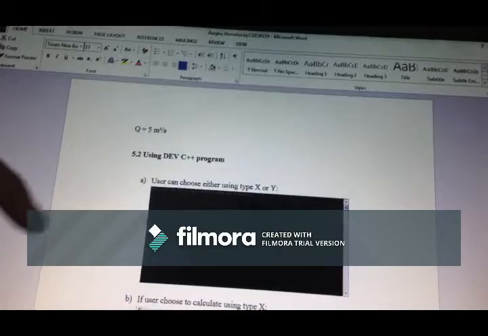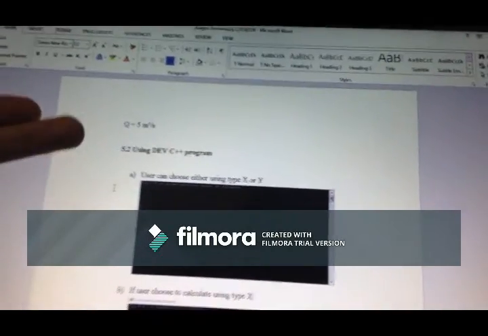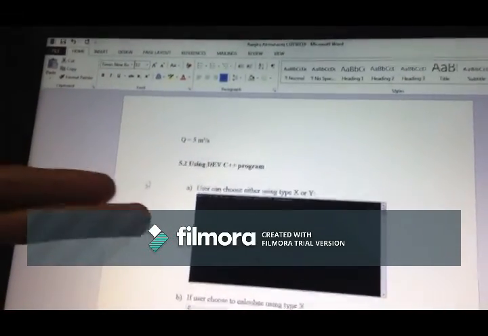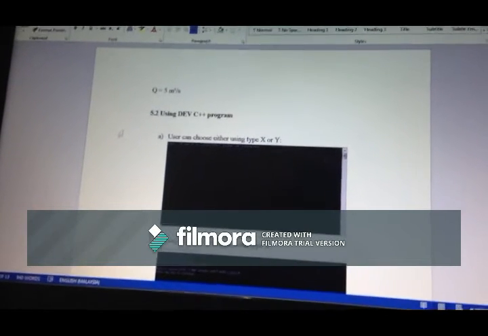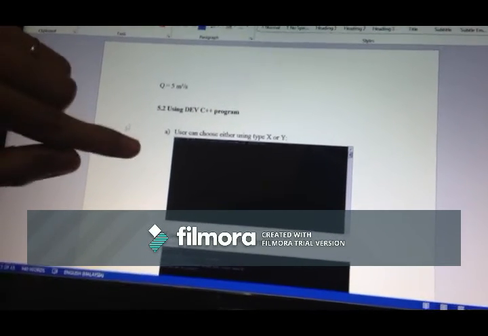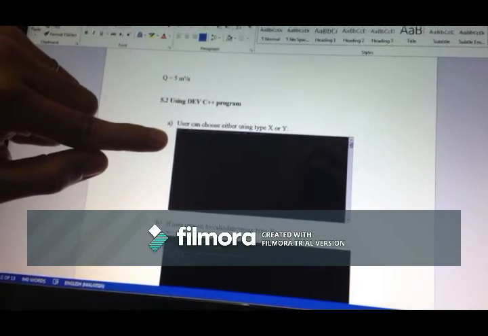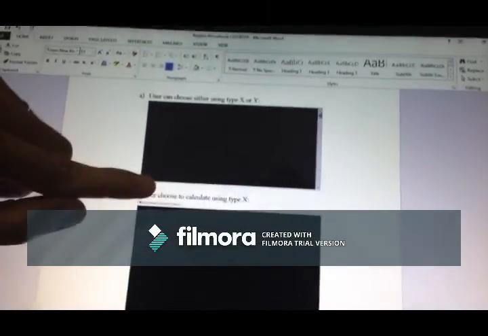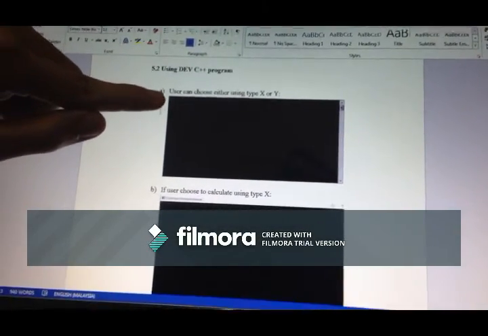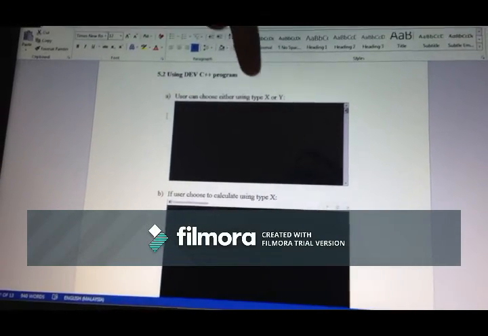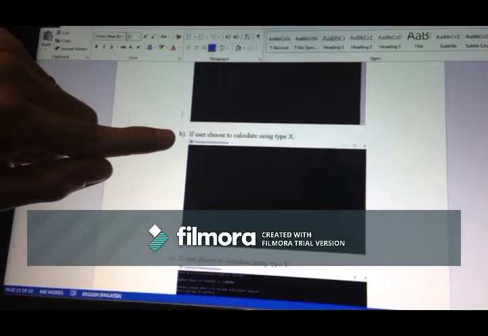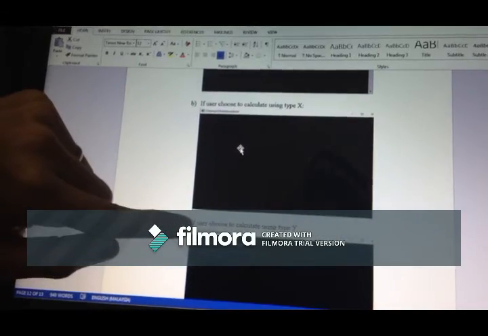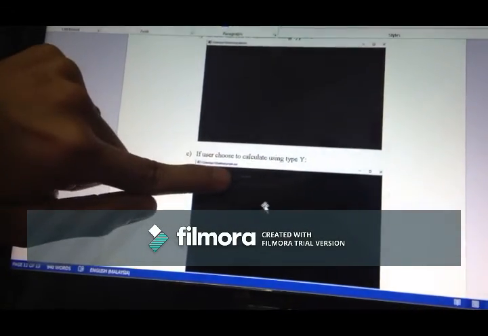Okay, the second one, I used software Dev C++ to get the coding. Okay, the coding I get before that I mentioned. First, I run the coding to get the type X or type Y. That I can choose either type X or Y. When I choose the type X, I get 400. If I choose the type Y, I get 5.